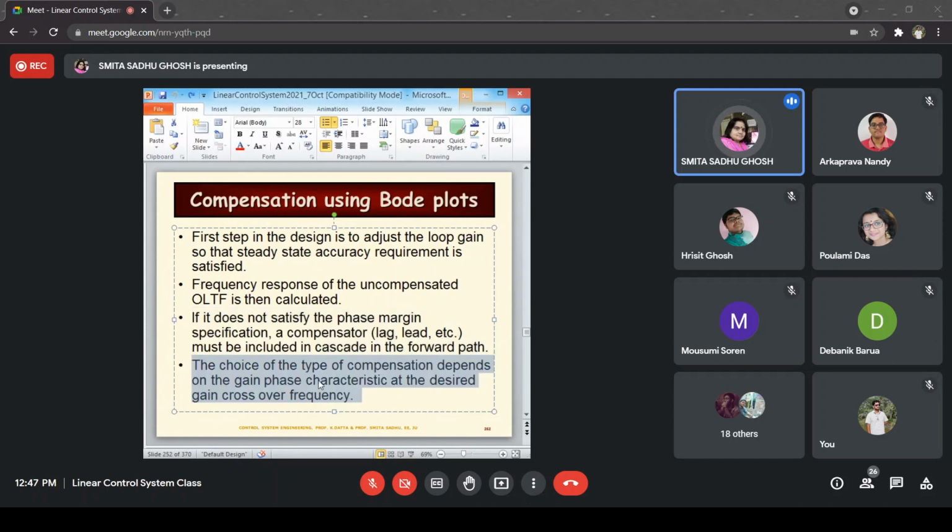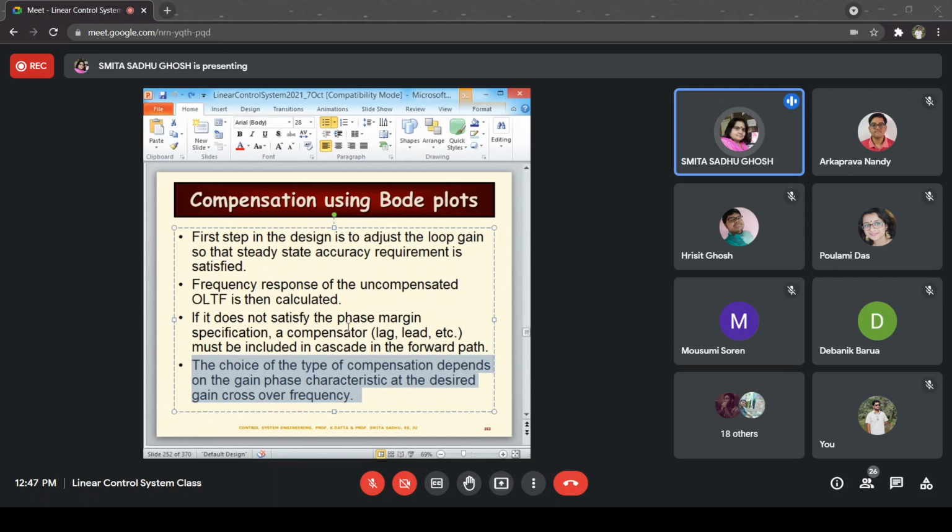The choice of the type of compensation depends on the gain phase characteristic at the desired gain crossover frequency. I'm going to outline this method more quantitatively, so that you will understand what exactly is meant by this. Till now, you must have understood that what we need to do is, first of all, find out the value of the gain of the system, that is k. Next, find out the frequency response of the uncompensated system, because the transfer function is already known to you.